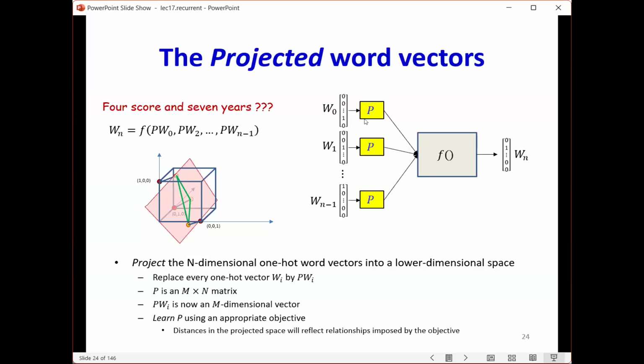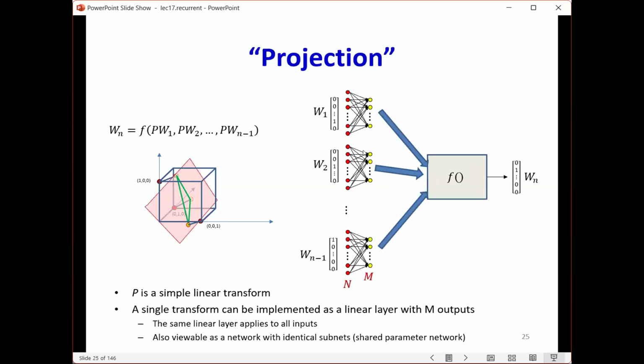And so, of course, we know that a projection matrix is just a linear layer. So it's like applying a linear layer to every one of these one hot vectors, the same linear layer to each of these vectors, before passing them into the function. So you can still view this entire prediction model, which is a language model, as a network with identical subnets, because these guys are all identical. It's a shared parameter network. This making sense? Yes, no? Okay.